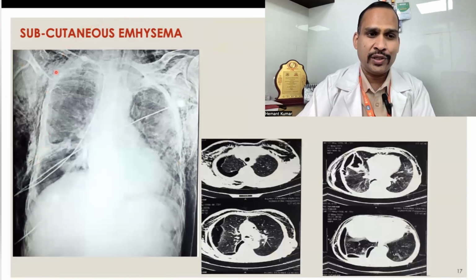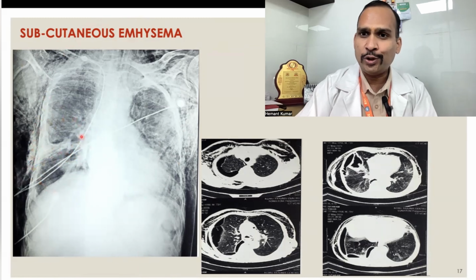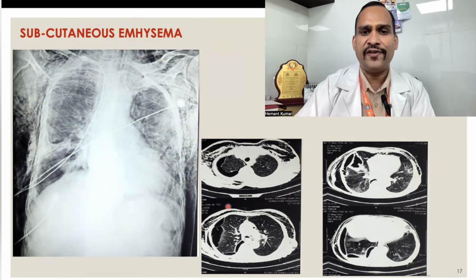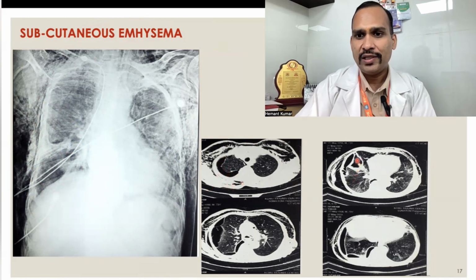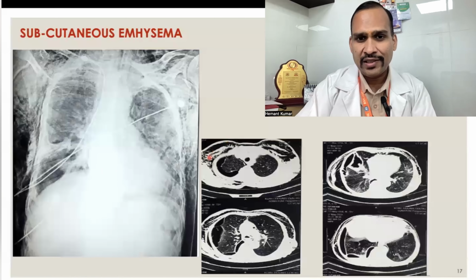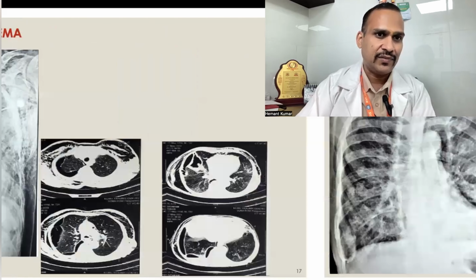Yeah, this is subcutaneous emphysema. You can see there is a chest tube. You can appreciate the chest tube. Because of pneumothorax, a chest tube was inserted, and after that the patient developed massive subcutaneous emphysema. In the CT scan, you can see this is pneumothorax, the black shadow, and you can see this is air in the subcutaneous tissue and muscles. Can you see? So this is a case of subcutaneous emphysema.